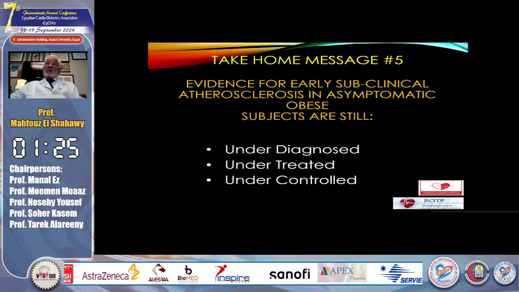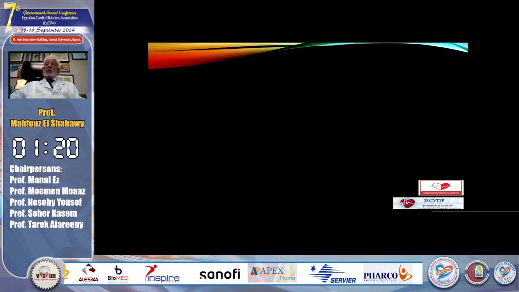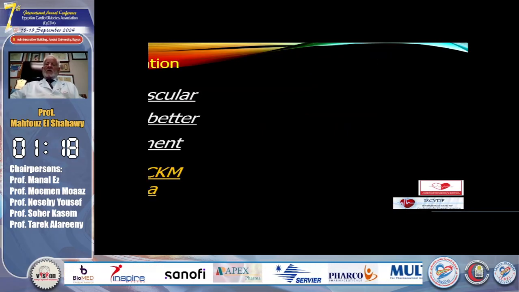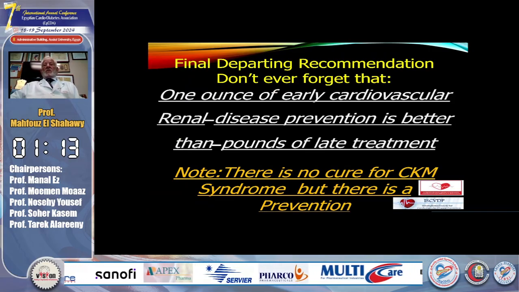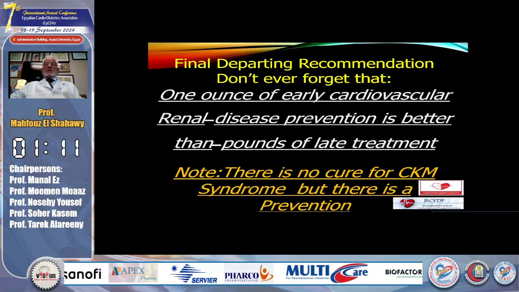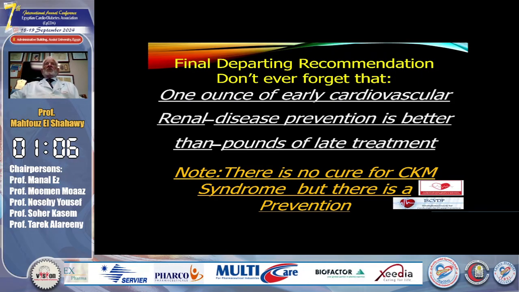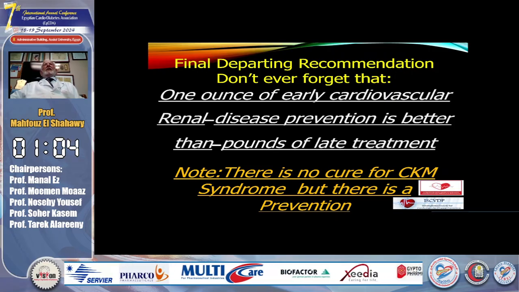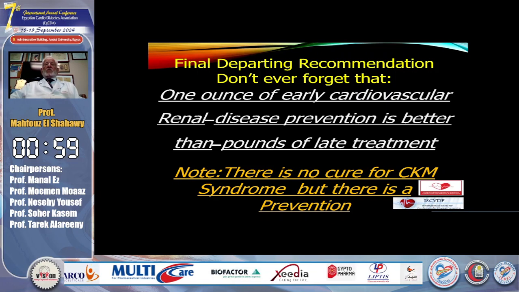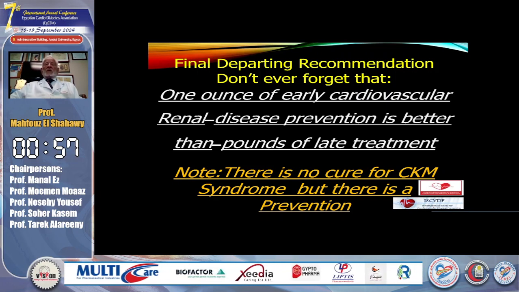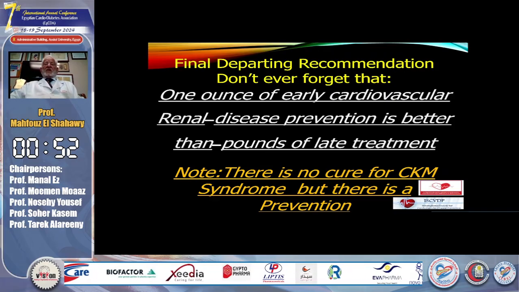This condition, unfortunately, is still underdiagnosed, undertreated, and under control. Time for us to start looking for it. Time for us to know that 1 ounce of early cardiovascular renal disease prevention is better than pounds of late treatment. Time to treat when you're still in the metabolic syndrome arena, stage 0 or 1. But if you wait till stage 4, it's too late. There's no cure for CKM syndrome, but there is prevention.